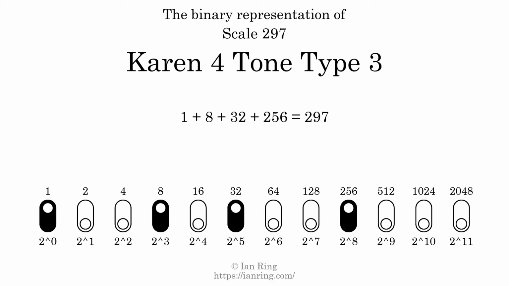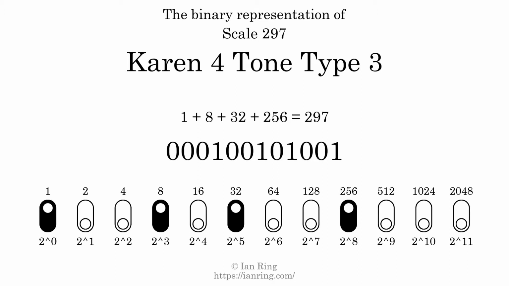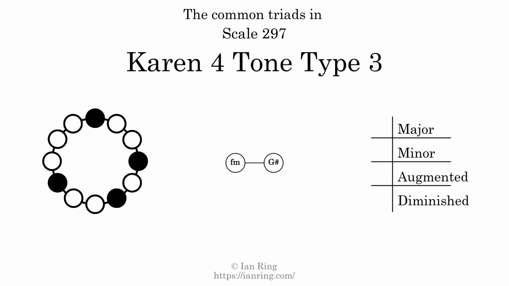The scale number not only enumerates the scale with a unique index, but it also literally describes the tonal content of the scale. Represented as a binary number in base 2, the scale number is 000100101001001. Here are the common triads present in this scale.